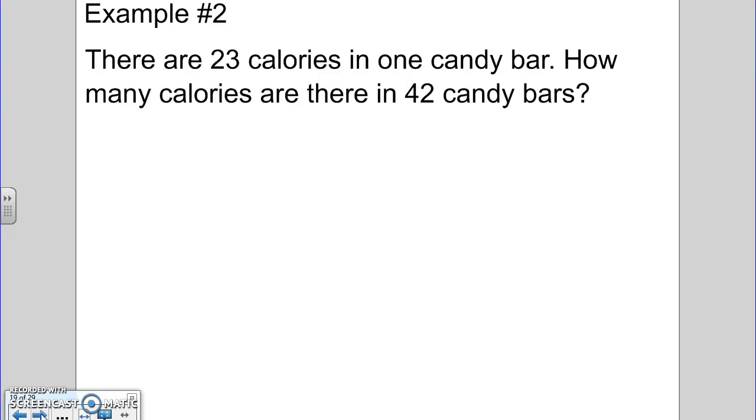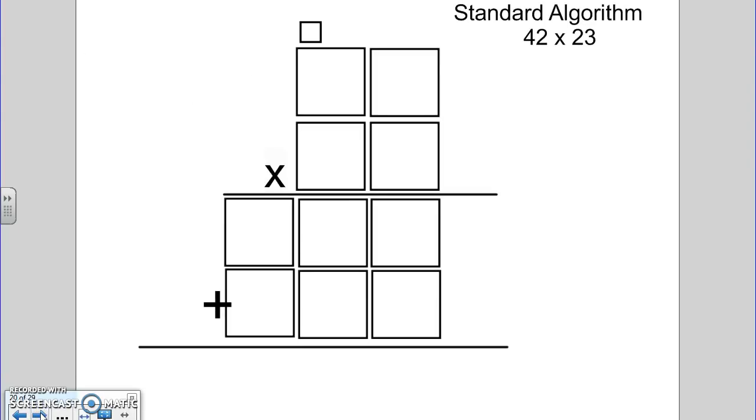Let's keep going. Example number 2 says, there are 23 calories in one candy bar. How many calories are there in 42 candy bars? Wow, that's a lot of calories. We are trying to figure out how many calories there are in 42 candy bars. Let's set it up using our standard algorithm. So we're going to plug in our 42, and we're multiplying it by 23.